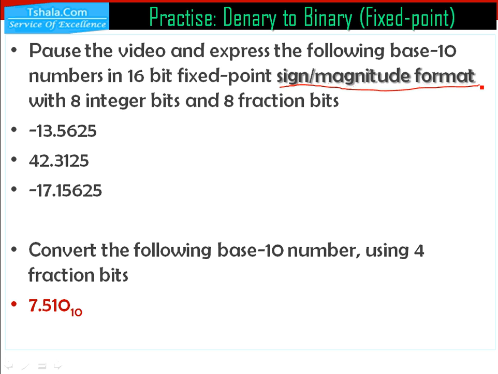If you don't have anything saying sign magnitude format or 2's complement, what it means is that in that condition you will be working with only unsigned values, but in this case it is sign magnitude format. Take time to do the conversion. In a while I'm going to show you the answers.